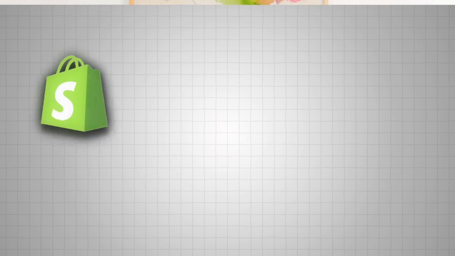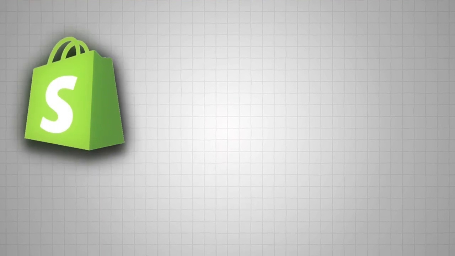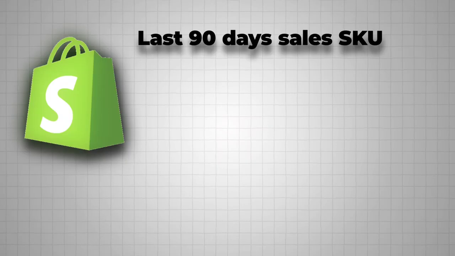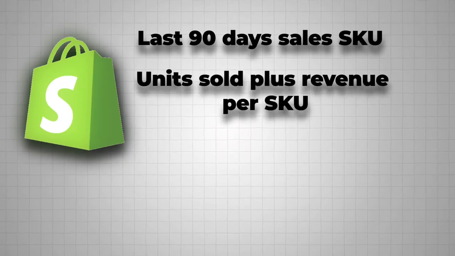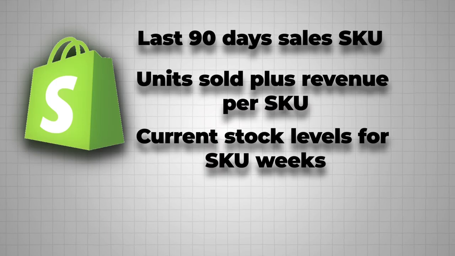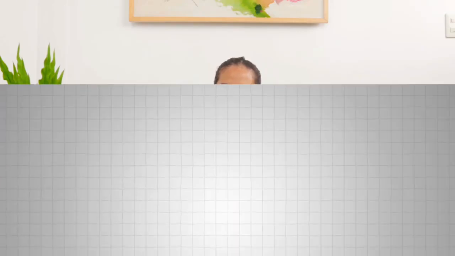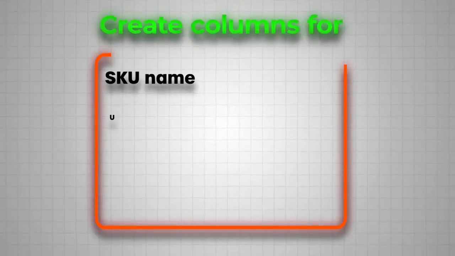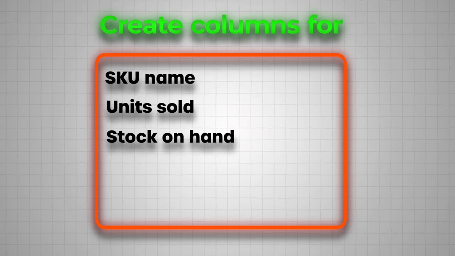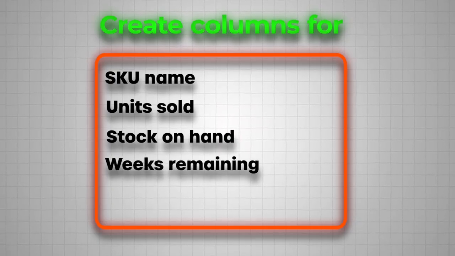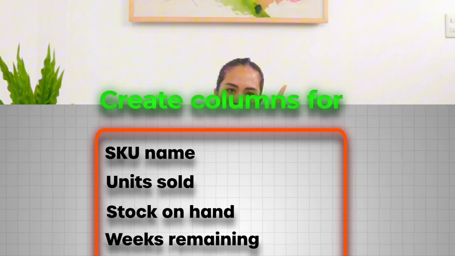From Shopify or your e-commerce platform, you need to download the last 90 days sales by SKU, units sold plus revenue per SKU, and then current stock levels per SKU, weeks on hand based on velocity. And then how you will use this: open the report, sort SKUs by units sold in the last 90 days, and create columns for SKU name, units sold, stock on hand, weeks remaining, which is stock on hand divided by average weekly sales. And then highlight SKUs with 12 plus weeks stock coverage and prioritize ads here.